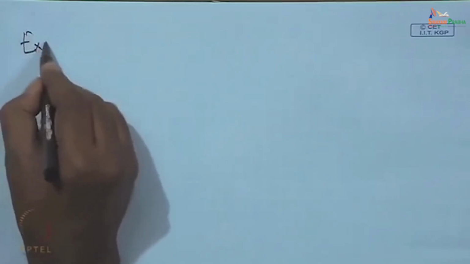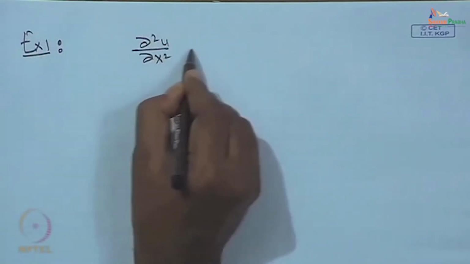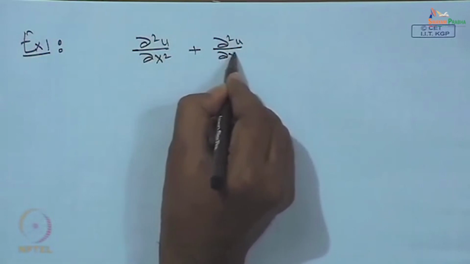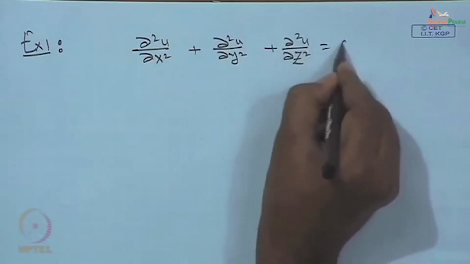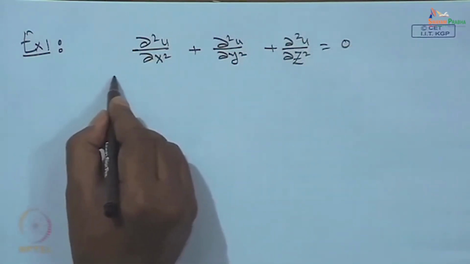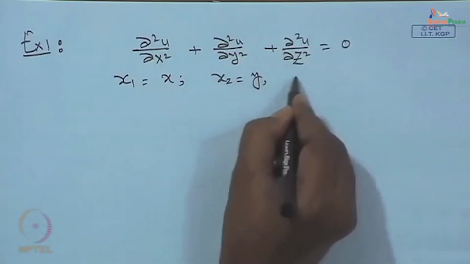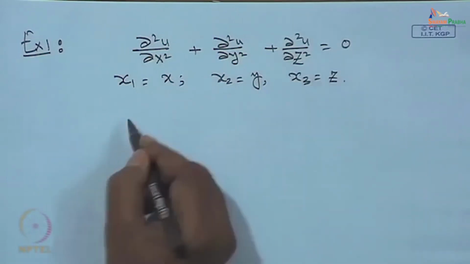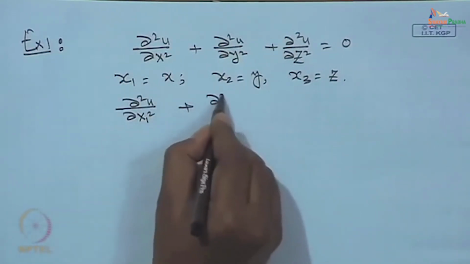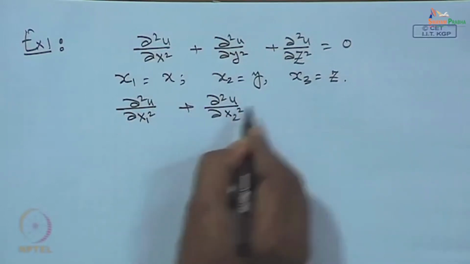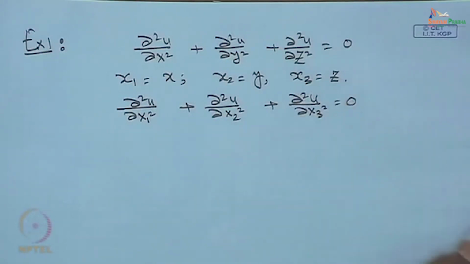So, first example is del square u del x square plus del square u del y square plus del square u del z square is equal to 0. So, in this case x1 is x, x2 is y and x3 is z, and we will be having del square u del x1 square plus del square u del x2 square plus del square u del x3 square is equal to 0.